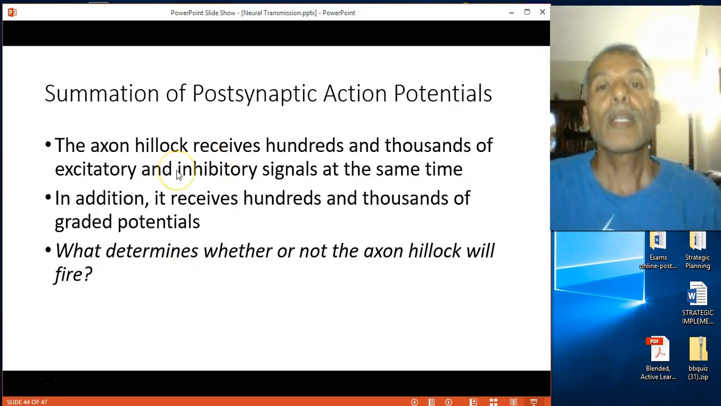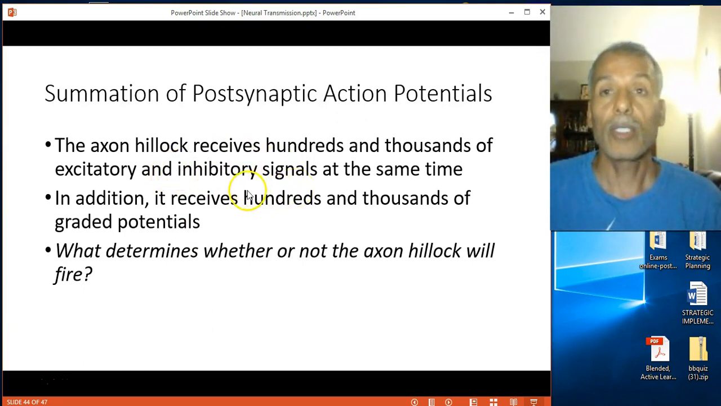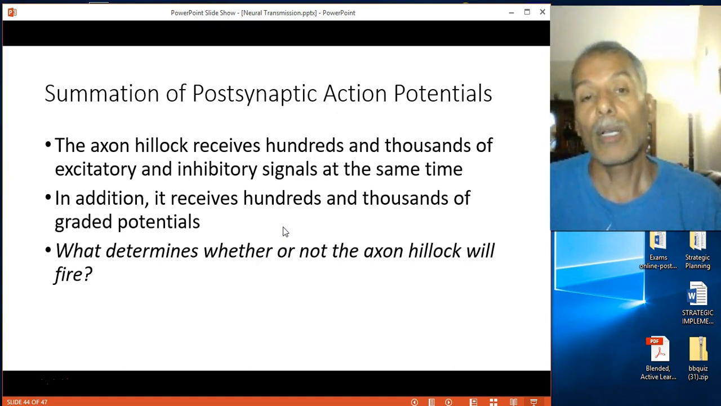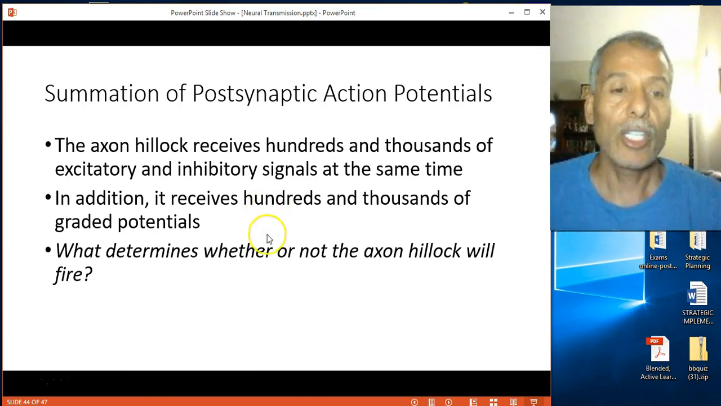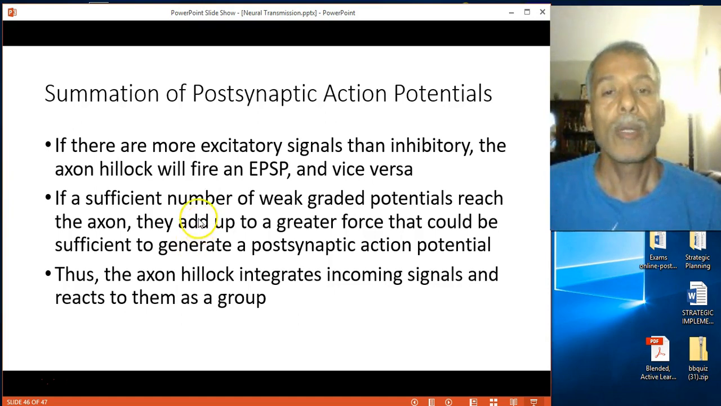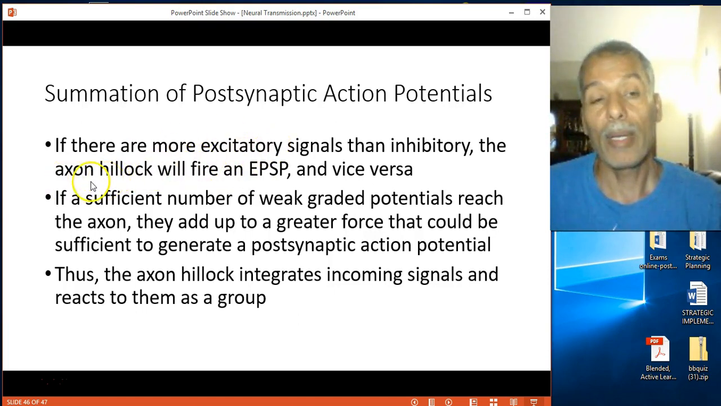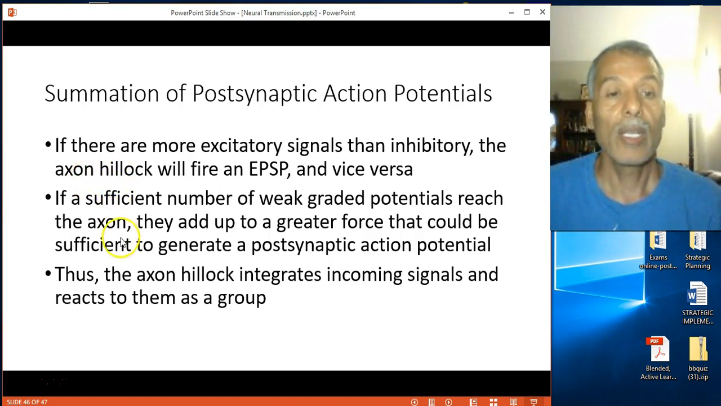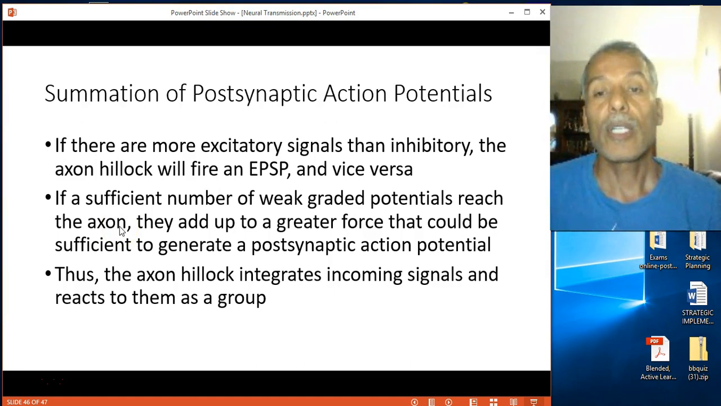As I explained before, the axon hillock receives hundreds and thousands of excitatory and inhibitory signals, and it has to decide if it's going to fire or not. So it has to do a lot of calculations, integration of different signals from different sources, and then it makes its decision. Again, it makes its decision based on how many weak graded potentials are coming in. If there's enough of them, they add up to a big force, and the axon hillock will fire a signal as a result.